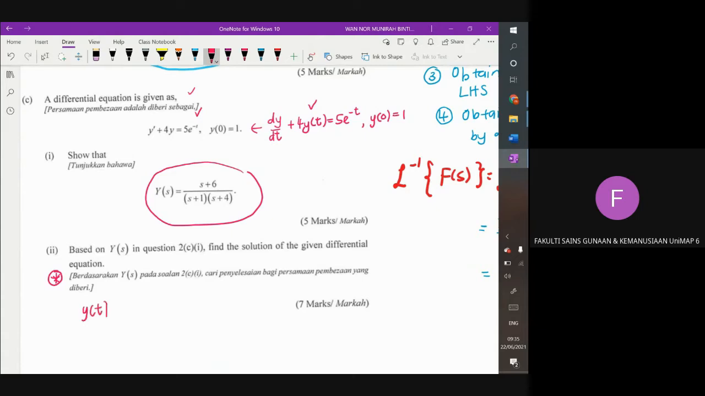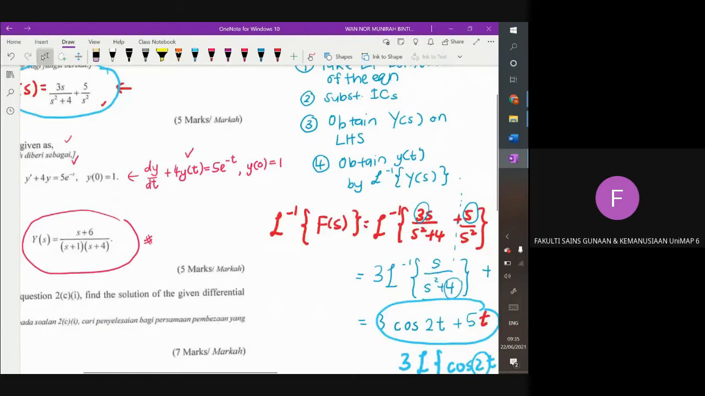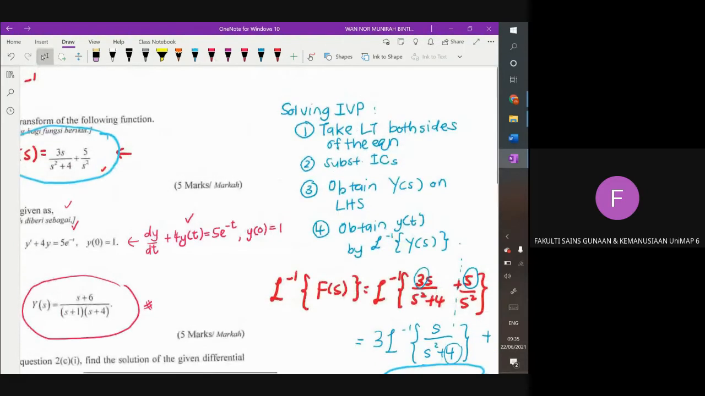The solution of the differential equation is yt. We want to know what is our yt. Okay, the problem is after we do the transformation, the solution in S domain. So if we take a look at the steps of the solution, first of all we need to take the Laplace transform of both sides of the equation, and then we need to substitute the initial condition, then only we can get the ys.